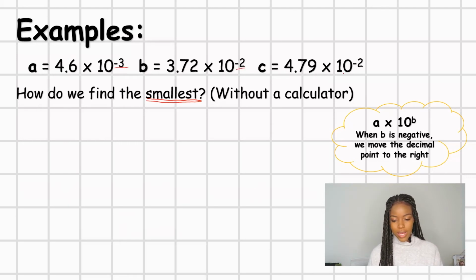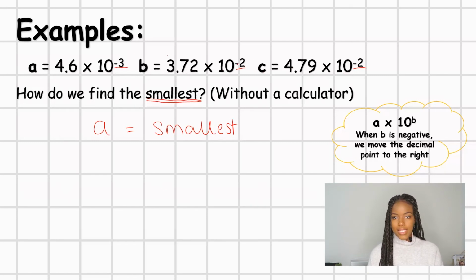This is -2, and this is -2. So we can see that these two, B and C, are going to be the same size in terms of decimal places. And A is going to be divided by an extra 10, so A would be the smallest. The question doesn't ask us to do it, but let's say we want to find out which one is the smallest between B and C.